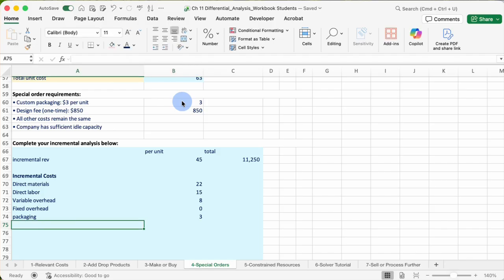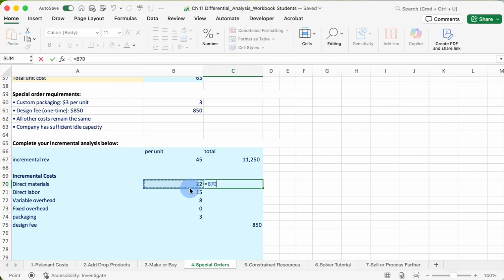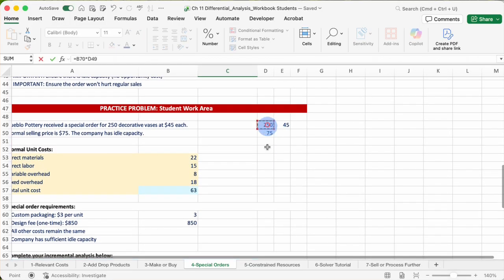And then we also have a one-time design fee. So I'm going to move that over. I'm not going to do a per unit. I'm just going to move that over into column C and cell reference our 850. So what we will do now is calculate the total cost for these 250 units. We'll do that by saying equals and then multiply the per unit cost times the 250 units.